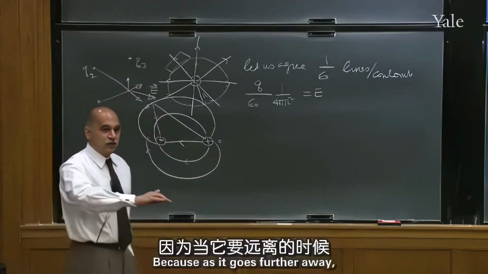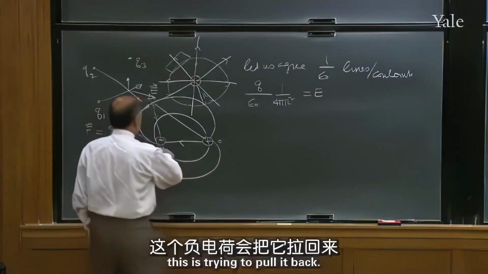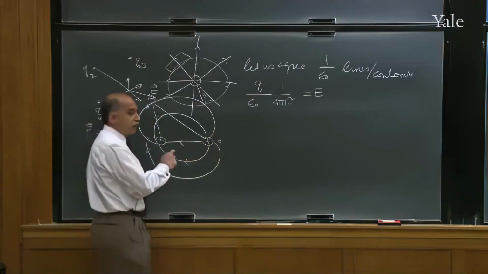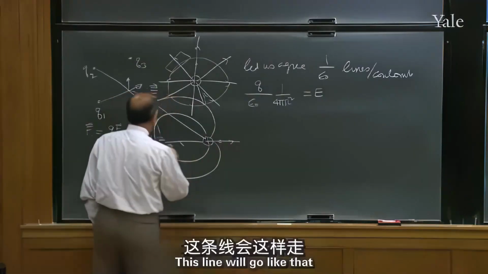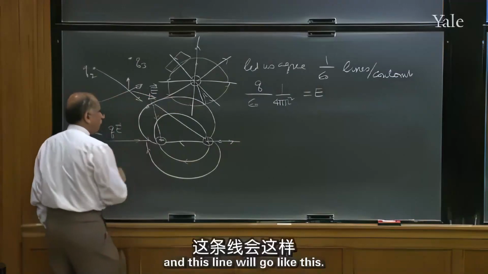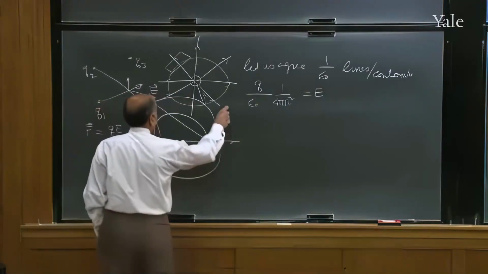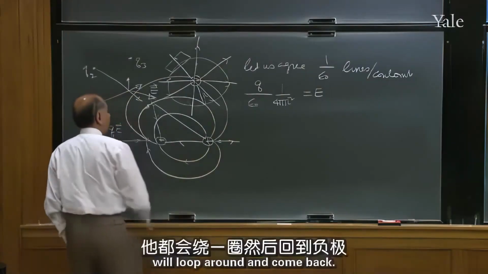Because as it goes further away, this is trying to pull it back, but it's always going to be closer to this guy. So it's never going to come back. So this line will go like that, and this line will go like this. But anything else at any other angle will loop around and come back.